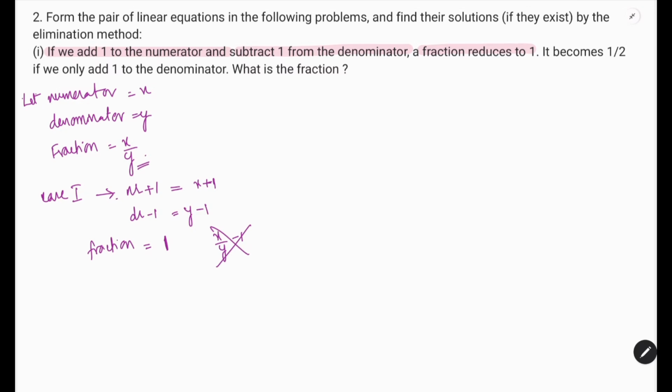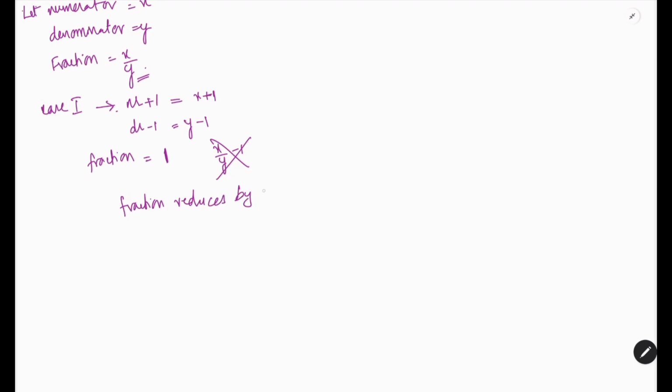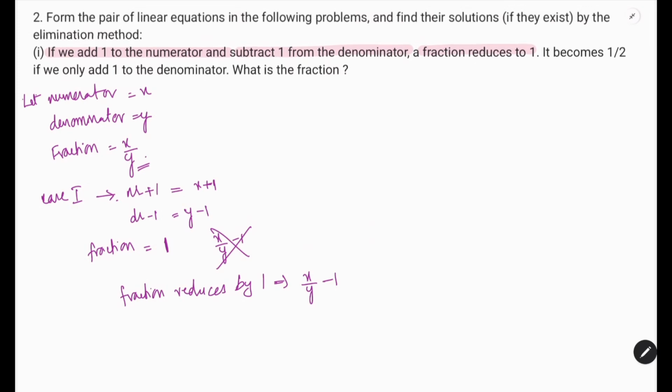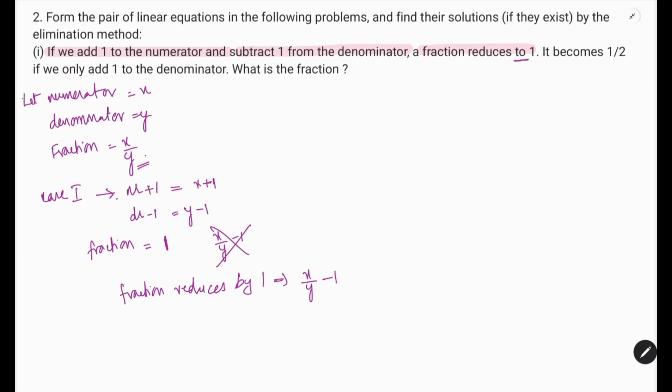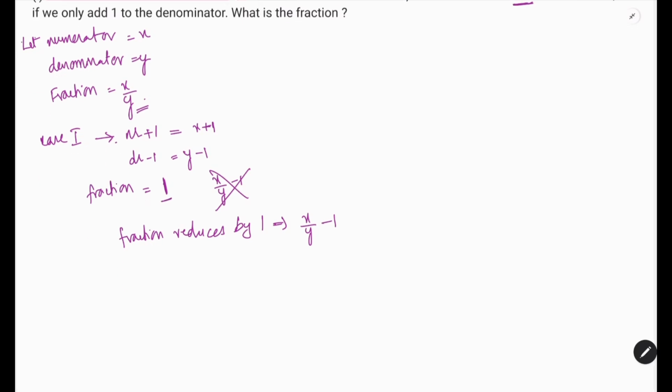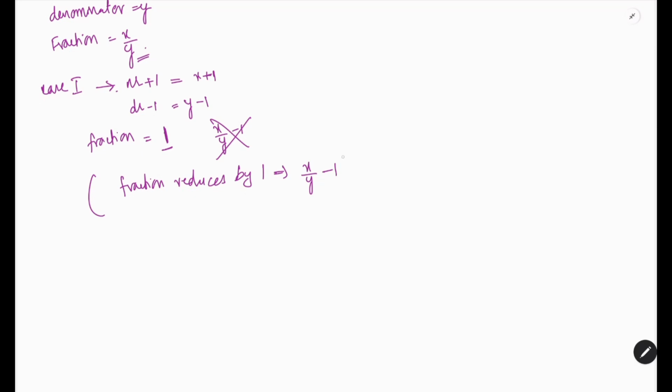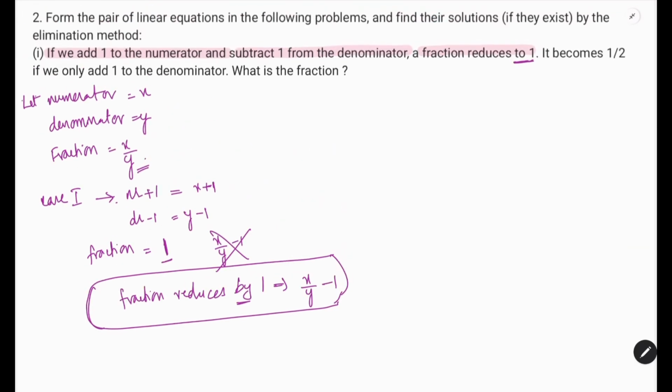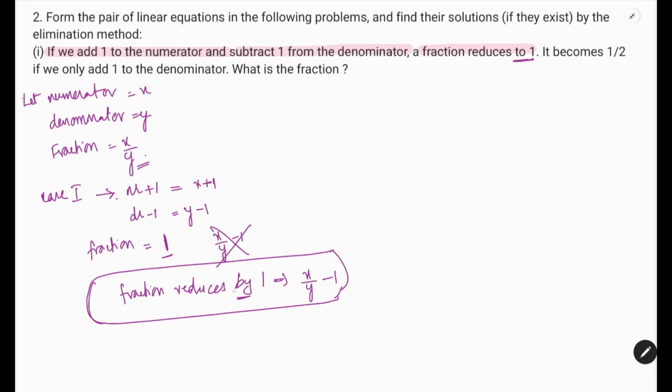If the question asked the fraction reduces by 1, then it will be x by y minus 1. But here it is told the fraction reduces to 1, which means the final value will be 1 here. This is the thing you need to remember. The words 'by' and 'to' are so different.